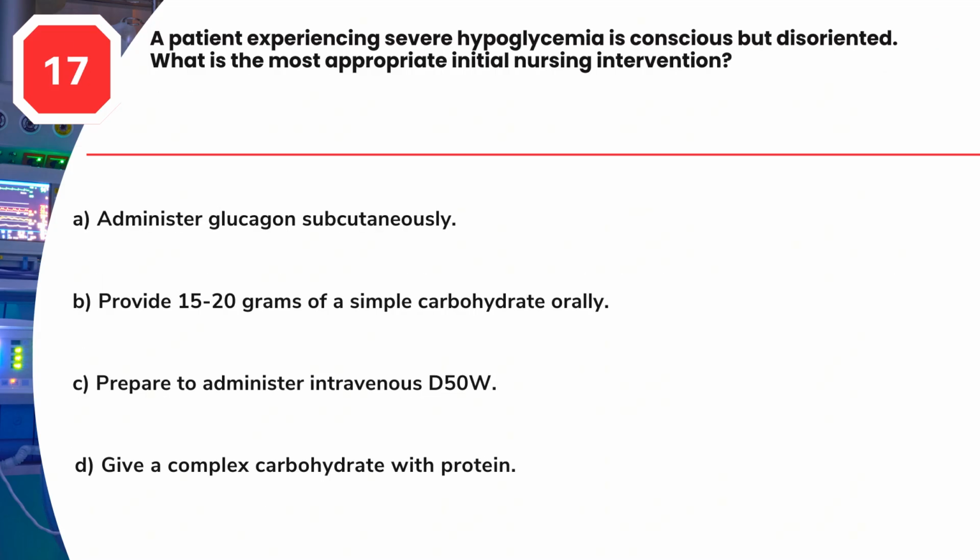Question 17. A patient experiencing severe hypoglycemia is conscious but disoriented. What is the most appropriate initial nursing intervention? A. Administer glucagon subcutaneously. B. Provide 15 to 20 grams of a simple carbohydrate orally. C. Prepare to administer intravenous D50W. D. Give a complex carbohydrate with protein.